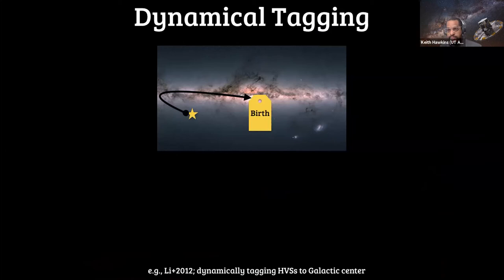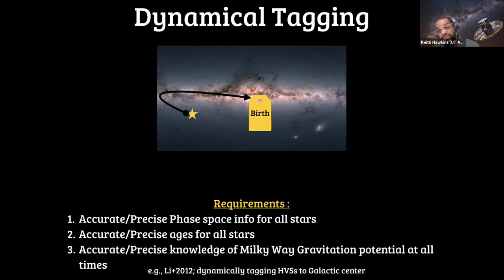And so that's dynamical tagging, because you are dynamically integrating an orbit and figuring out where the star was born. But it requires a lot of really important and difficult things. It requires accurate and precise phase space information for all the stars. You need to know where the stars are, and you need to know how they're moving. You also need accurate ages, so you need to know how long to integrate the star back for.